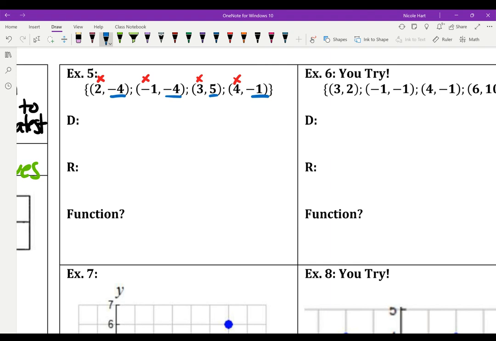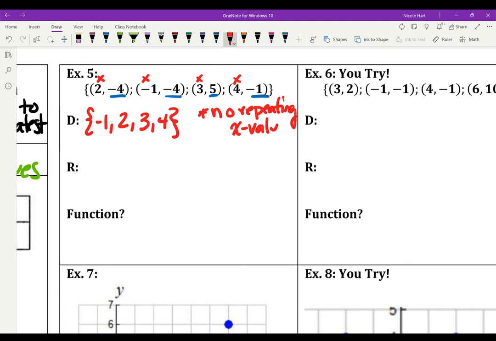Again, we don't want any repeating values in the x's. No repeating x's. So we've got 2, -1, 3, and 4. We're going to put these in, again, least to greatest, smallest number first, which is -1. And then we have 2, 3, and 4. And again, no repeating x values. Very important.